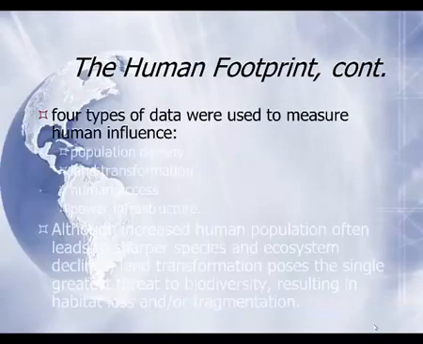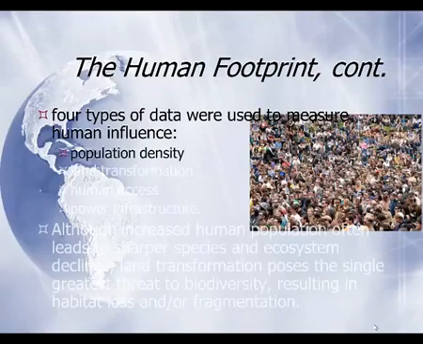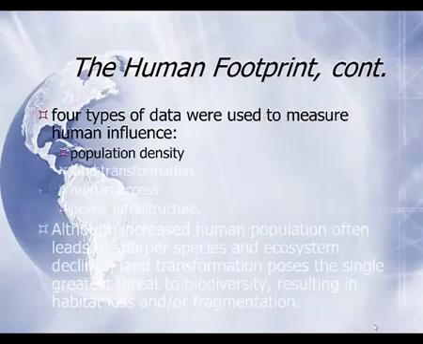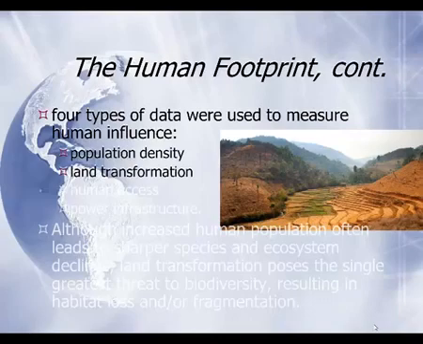There are 4 types of data that are used to measure human influence. The first one is population density. So is that area, does it have a very large human population? Next one is land transformation. So have we as humans transformed land into something new, whether that be agriculture, damming of rivers and streams to form reservoirs, or paving it over for development?